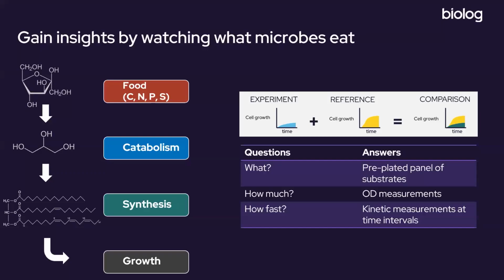Our phenomics technology for studying obligate anaerobes revolves around monitoring what substrates a microbe consumes and how efficiently it turns those substrates into biomass over time, employing kinetic OD measurements to achieve this. By looking at extracellular properties or phenotypes, we eliminate much of the biological noise, focusing only on what's relevant for our cell of interest.